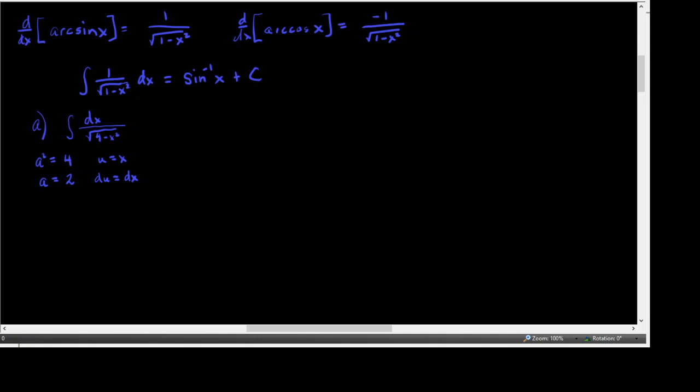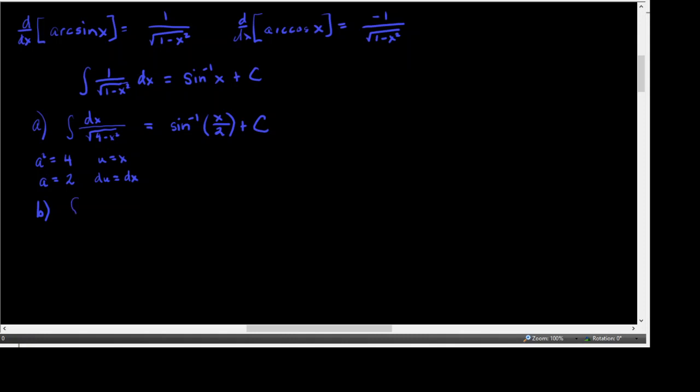accidentally. This is the a squared minus u squared, so this is number 1. And so there is no 1 over a here. So inverse sine of u, which is x, over a, which is 2. And then, of course, don't forget your constant of integration.